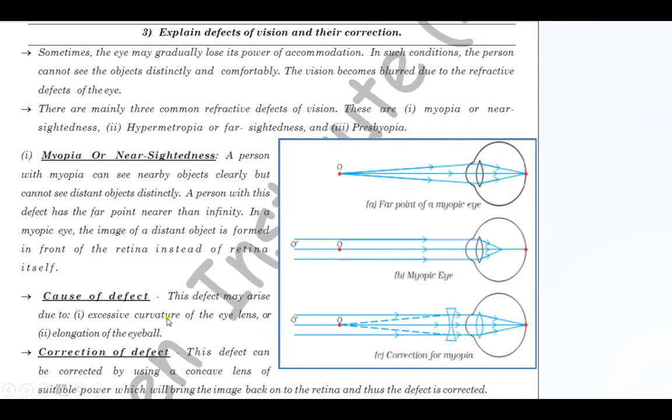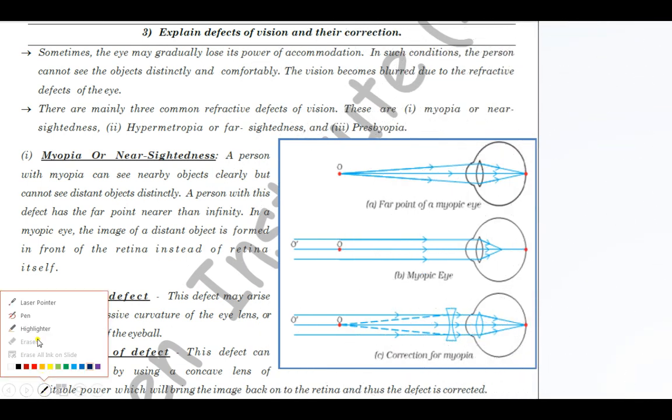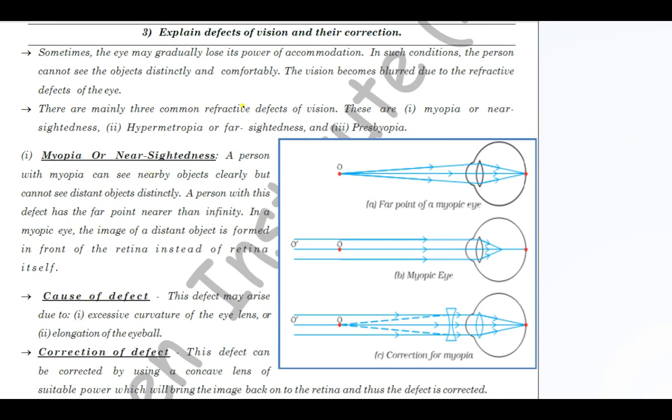So now this is the end of the topic today, but we have to write some question and answer. So this is the first question. Explain defects of vision and their correction. There are 3 pages. This is page 1. Right, you have to start writing from here. This is a very important 4-mark question. Right, very much important. These diagrams also you have to draw. Right, and it is clearly as per the textbook.